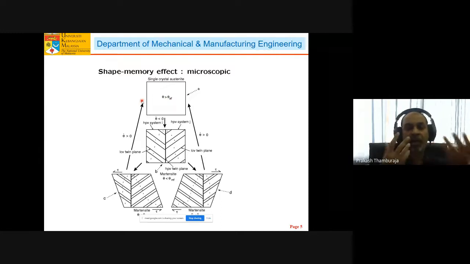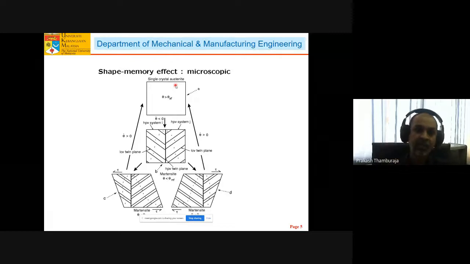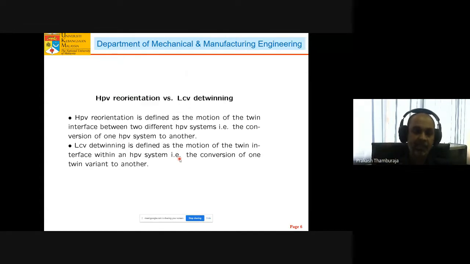So when you're doing modeling, you need to choose the representative volume element, and we choose a representative volume element of a single crystal austenite, which when you cool down is able to form martensitic plates. So the representative volume element is this particular configuration here. It's the same space which is occupied by the single crystal austenite, but now it's in the low martensitic phase. So that is the microscopic description of the shape memory effect.